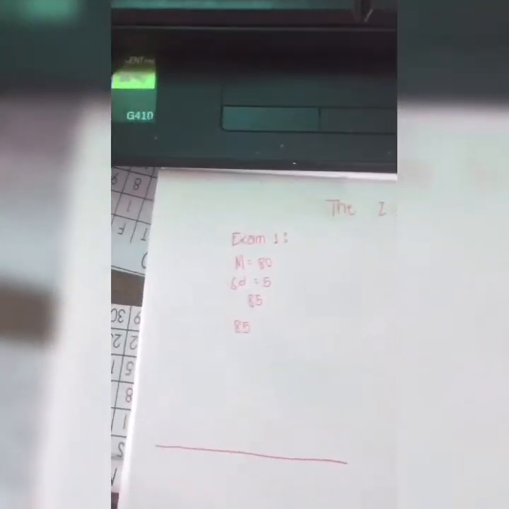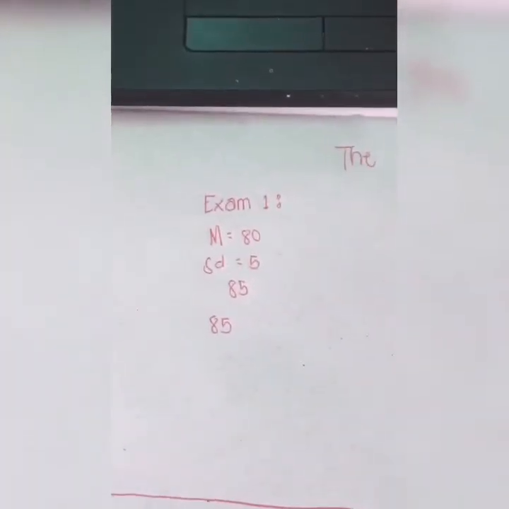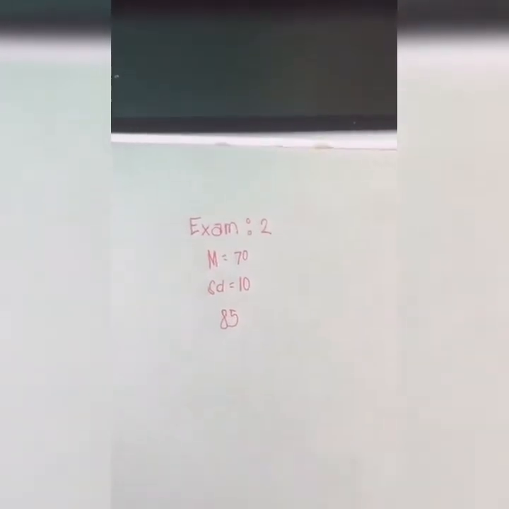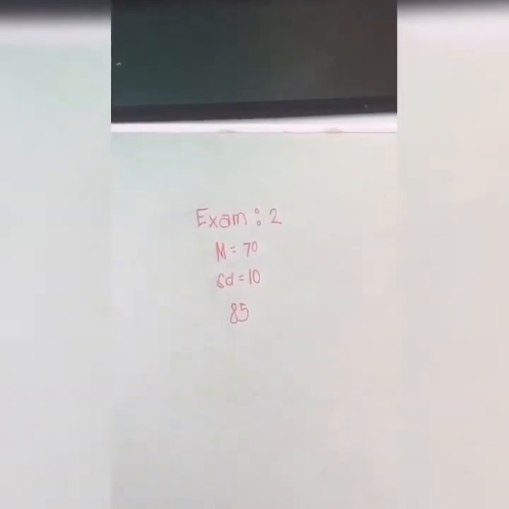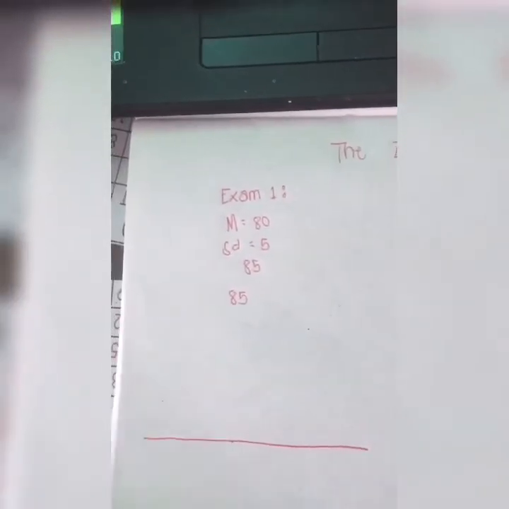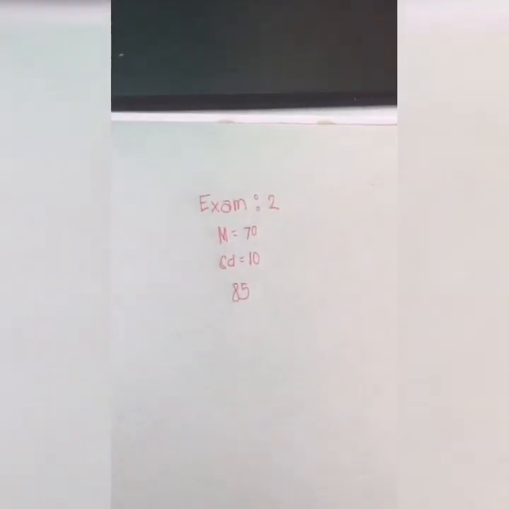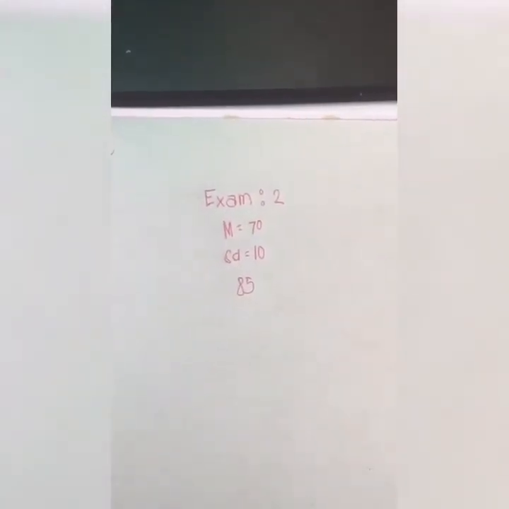Our example for our z-score, example, nagbigay ako ng exam sa iisang section, ngunit magkaibang time. For the first examinee, which is exam 1, their mean is 80 and their standard deviation is 5. For our second examinee and for our exam 2, their mean is 70 and their standard deviation is 10. And for the exam 1, example is one student got 85, and for exam 2, one student got 85 also.